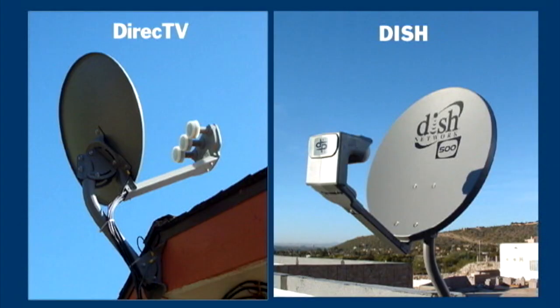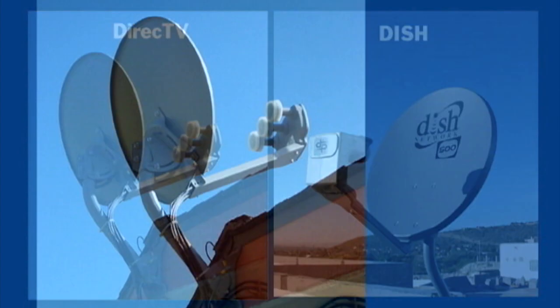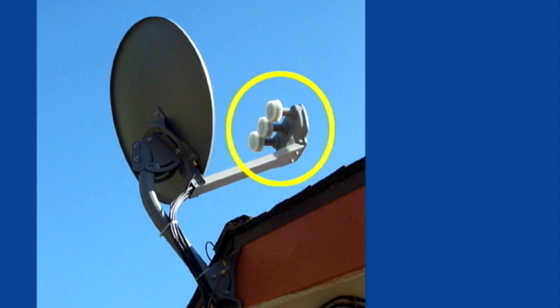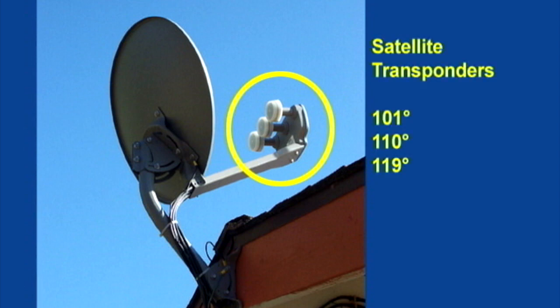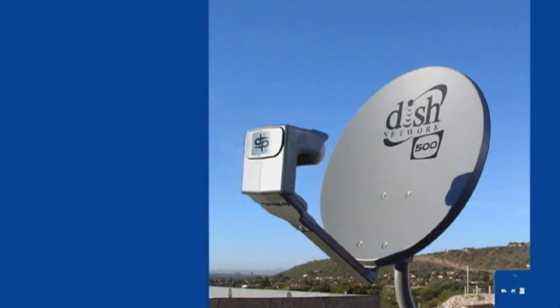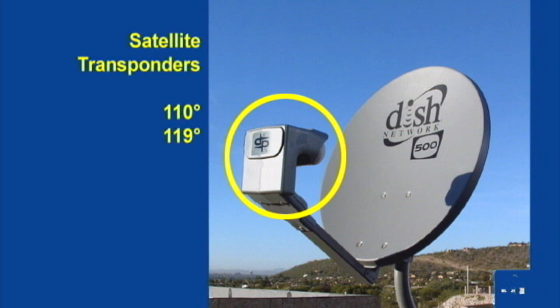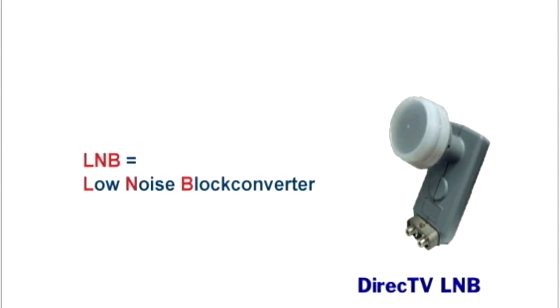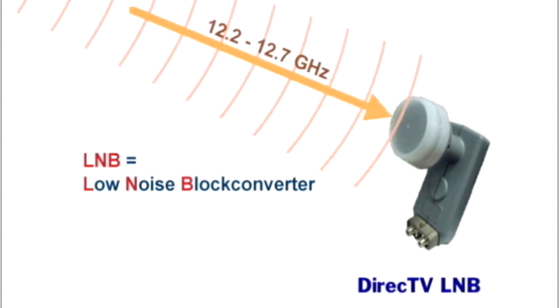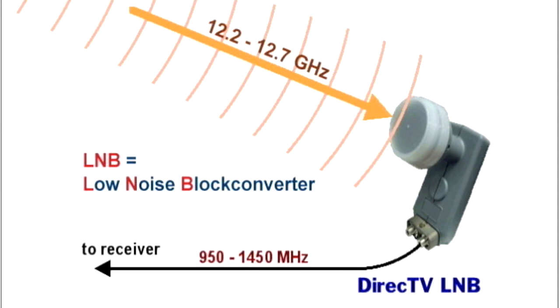The dish receiving antennas for both providers look similar, but differ in how they convert arriving signals for the receiver. DirecTV antennas are equipped with 1 to 3 LNBs to receive the network signals from satellite transponders at the 101, 110, and 119 degree orbital positions. New Dish Pro antennas are equipped with 2 LNBs to receive the network signals from satellites at the 110 and 119 degree positions. The LNB, or Low Noise Block Converter, converts the received 12 GHz band of downlink signals to an intermediate frequency band from 950 to 1450 MHz.